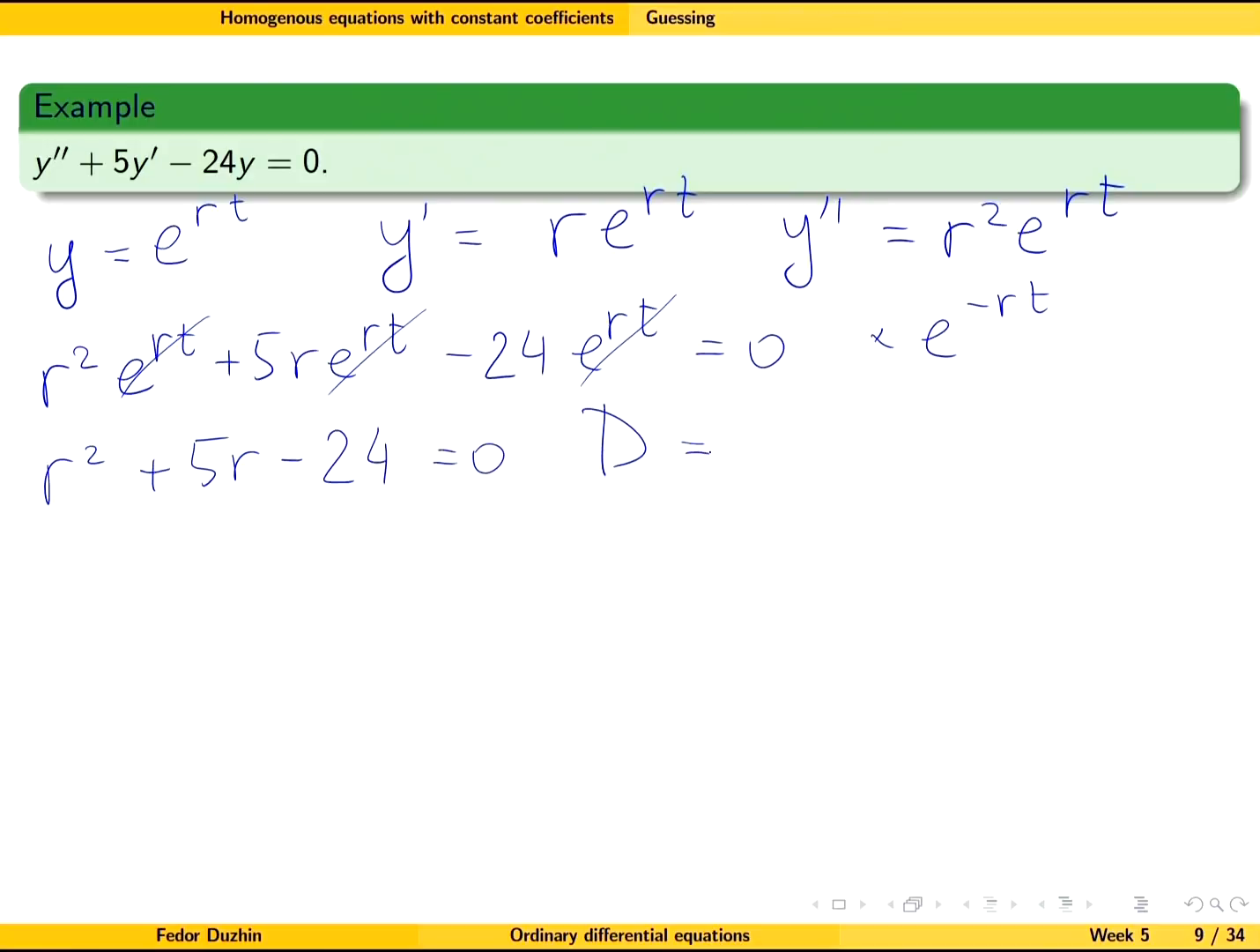So the discriminant is 25 plus 24 times 4. What is 24 times 4? 94 times 24. Oh, sorry.